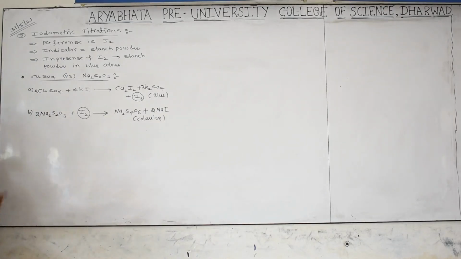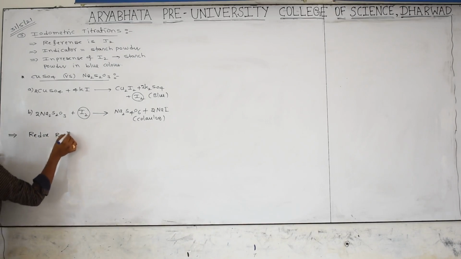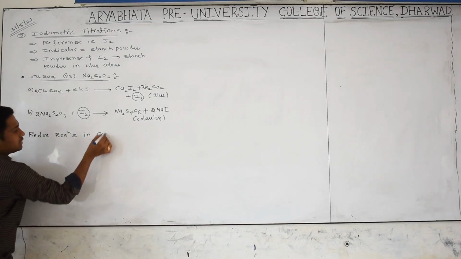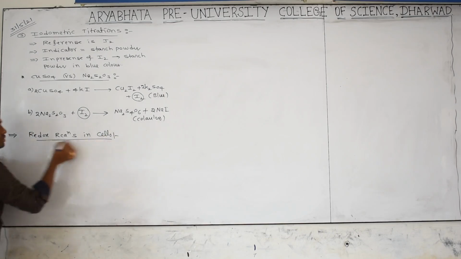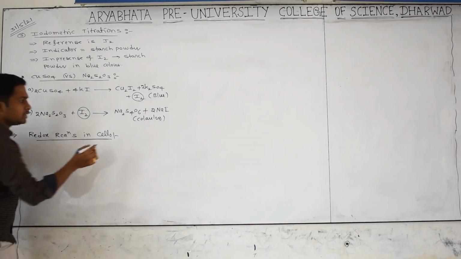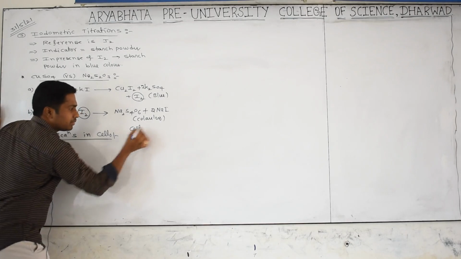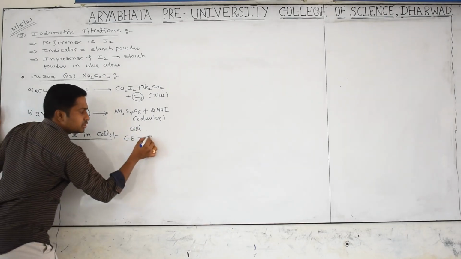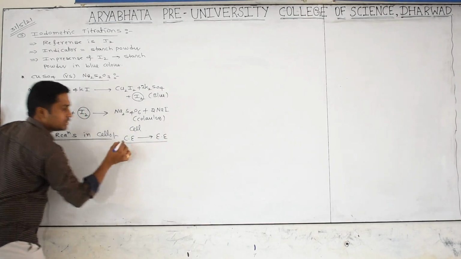Now in redox reactions, the last topic is actually a very important second year electrochemistry topic. See, some basics we are discussing here: redox reactions in cells. Sir, what is the meaning of cell? A cell is nothing but a device, nothing but a battery. Something changes there. A cell is a device where chemical energy changes into electrical energy.